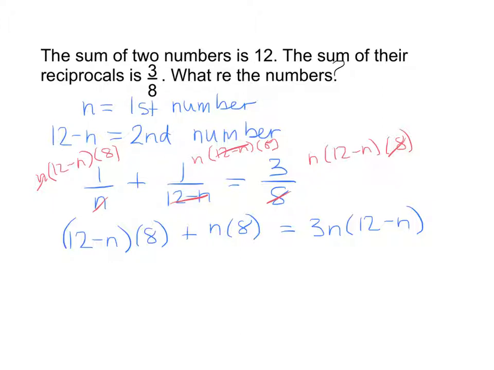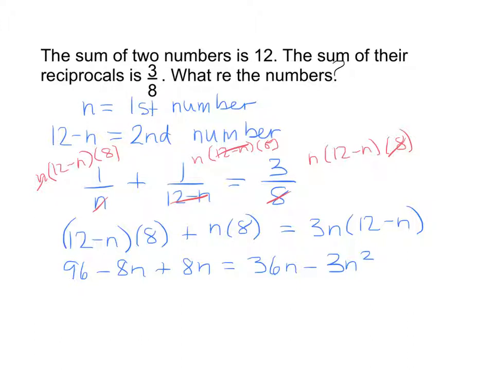So 12 times 8, 96, negative n times 8, minus 8n, plus 8n equals 36n minus 3n squared. Move everything to one side. Because it's quadratic, that's how we solve. Make one side equal to 0.